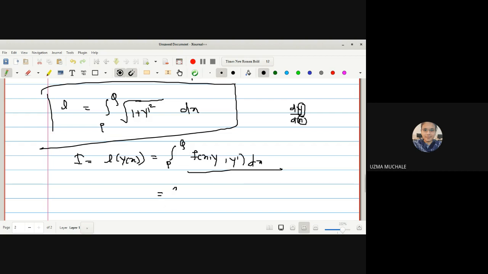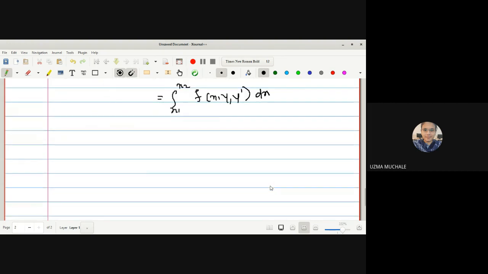Instead of writing like this, you can write within the limit x1 to x2, because as we are going to integrate with respect to x, directly instead of putting P and Q, you can put the values of x. That is, limits of x will be described. This is nothing but the length of a function which is a function of y, and this is the value of integration from x1 to x2. And this is what extremum. Extremum means either maxima or minima.